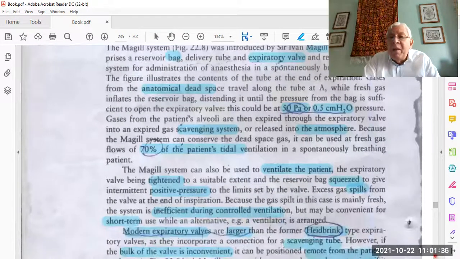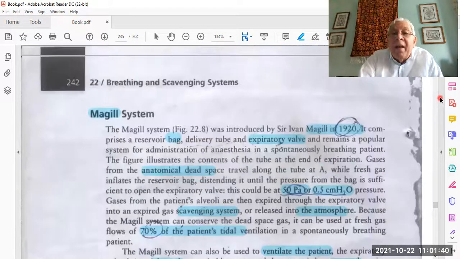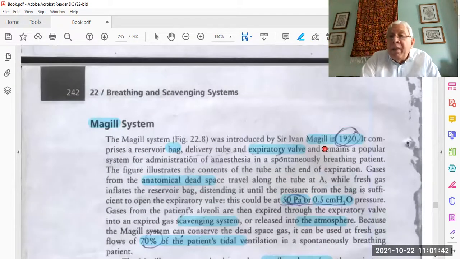Now we have the McGill system, which was introduced by Sir McGill in 1920.